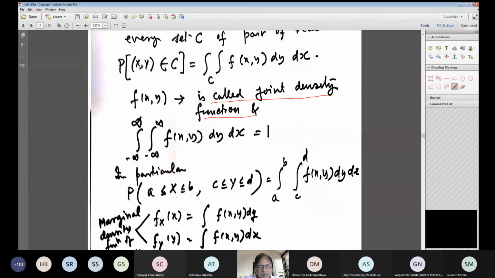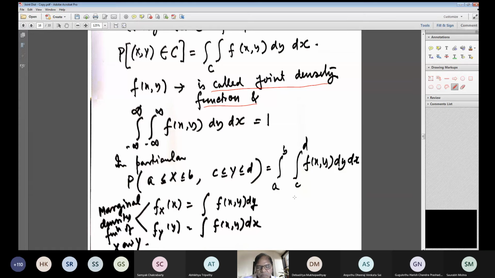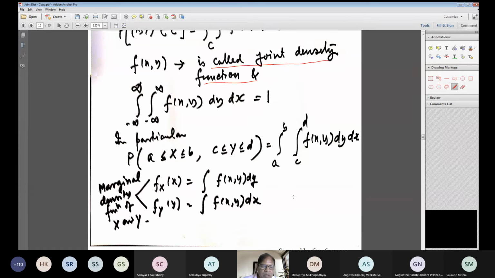The probability that x lies between a and b, and y lies between c and d, is nothing but the integration of f_xy dy dx, where y varies from c to d and x varies from a to b. Once we have a joint density function, we can find the marginal density functions. If I integrate the joint density with respect to y, then we get the marginal of x. If I integrate f_xy with respect to x, then we get the density function of y.